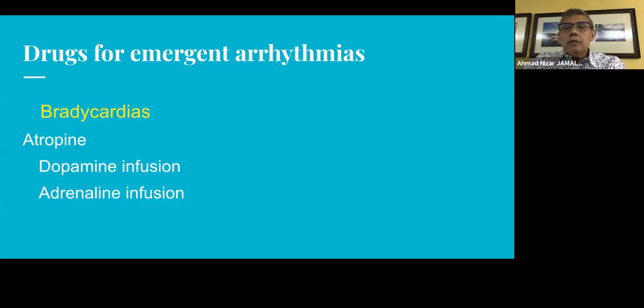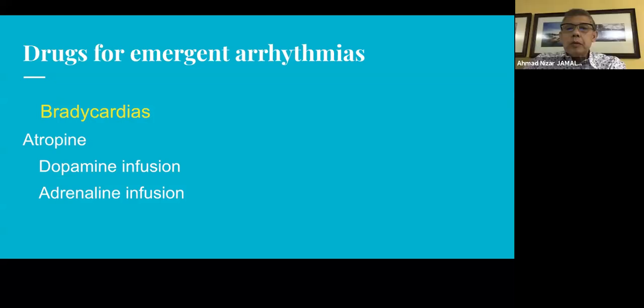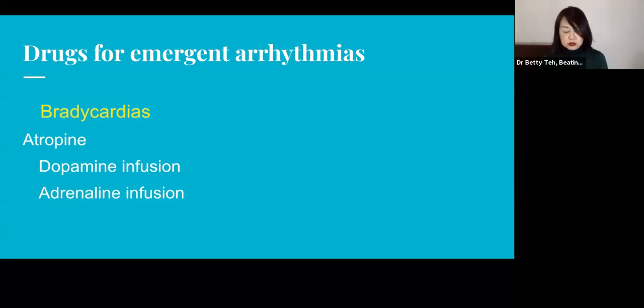But when you have bradycardia and you've identified that the bradycardia is probably causing some detrimental effect to patients, the first thing that you tend to use is atropine. And then if atropine doesn't work, you will rely on infusion of dopamine or adrenaline. We'll talk about each of these. Shall we go to the next slide?